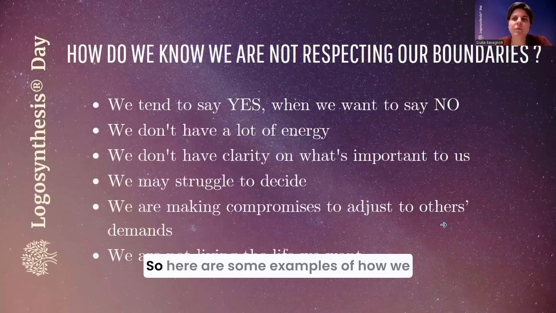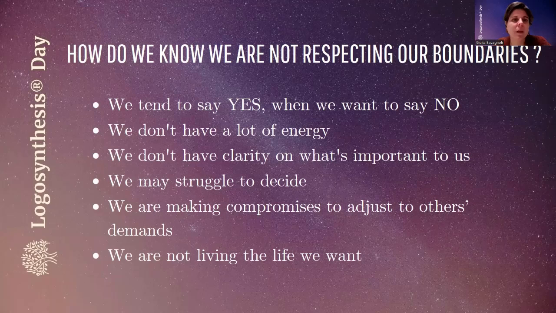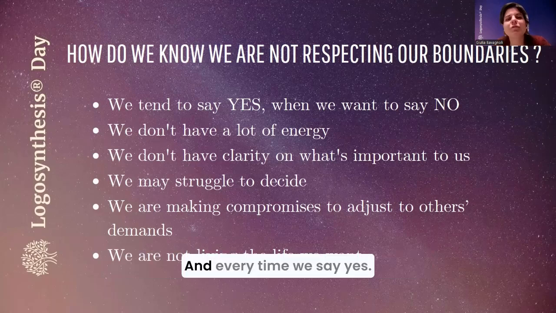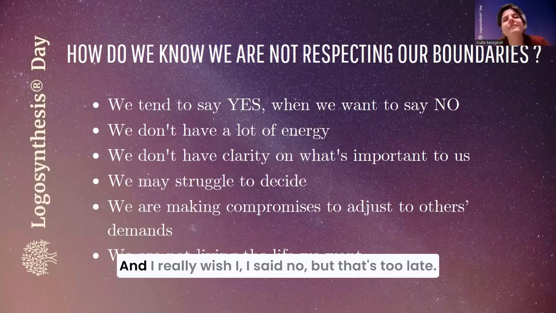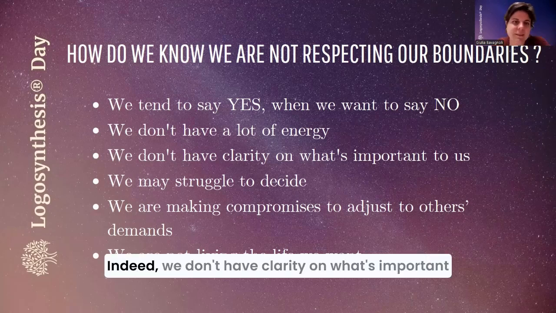So here are some examples of how we know that we are not respecting our boundaries. We tend to say yes when we want to say no, and every time we say yes, I really wish I'd said no, but that's too late. I need to comply with my word. We don't have a lot of energy. We might feel depleted indeed.